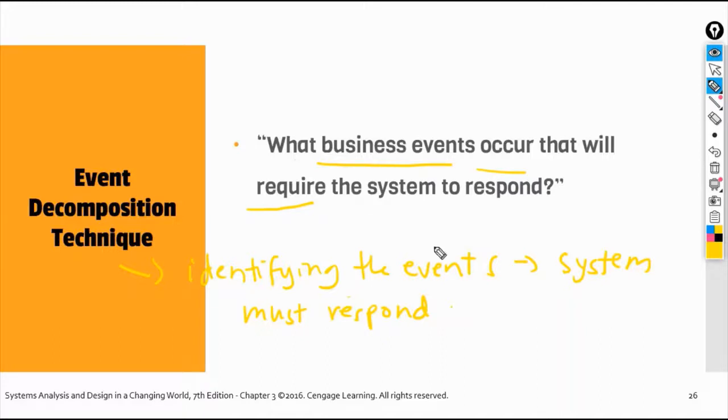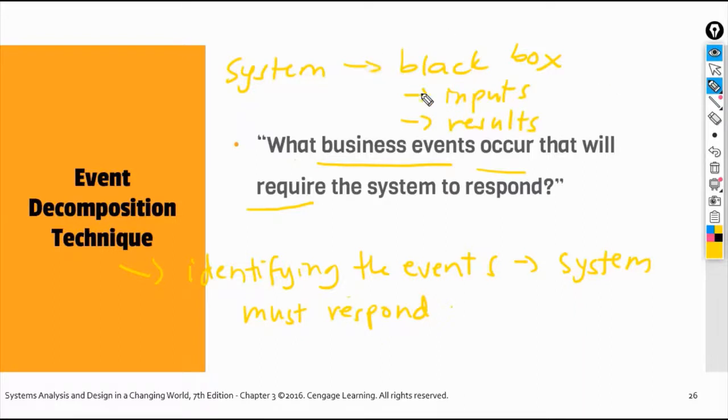By asking about the events that affect the system, you direct your attention to the external environment and look at the system as a black box. This means you don't see the underlying function, just the inputs and the results. You don't need to know the underlying processes in between the inputs and the results. You just need to know what these are.